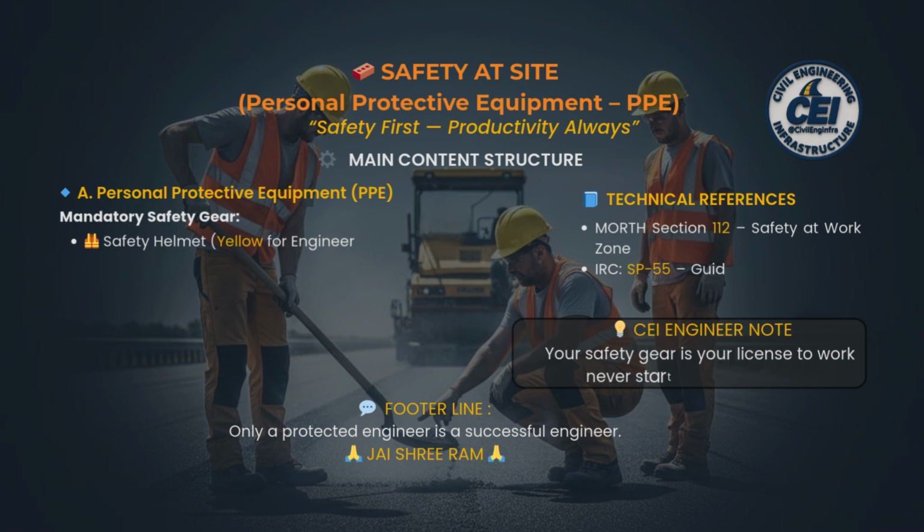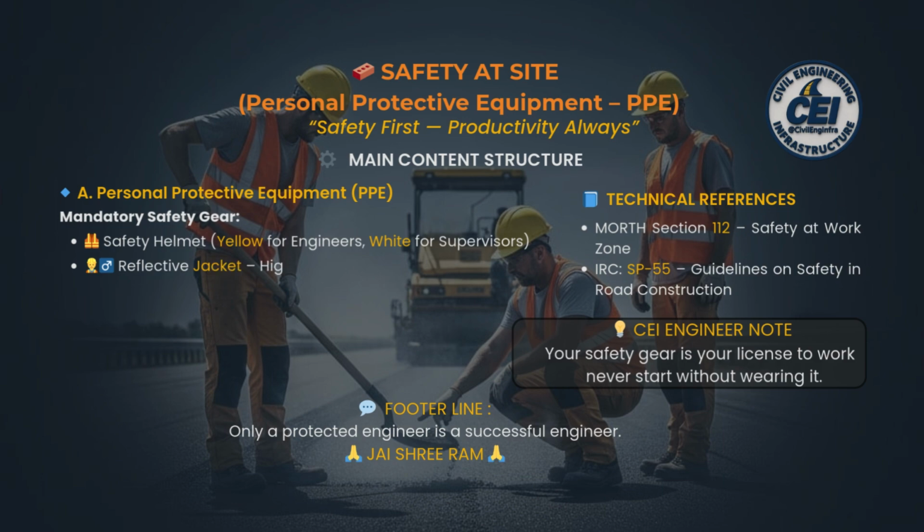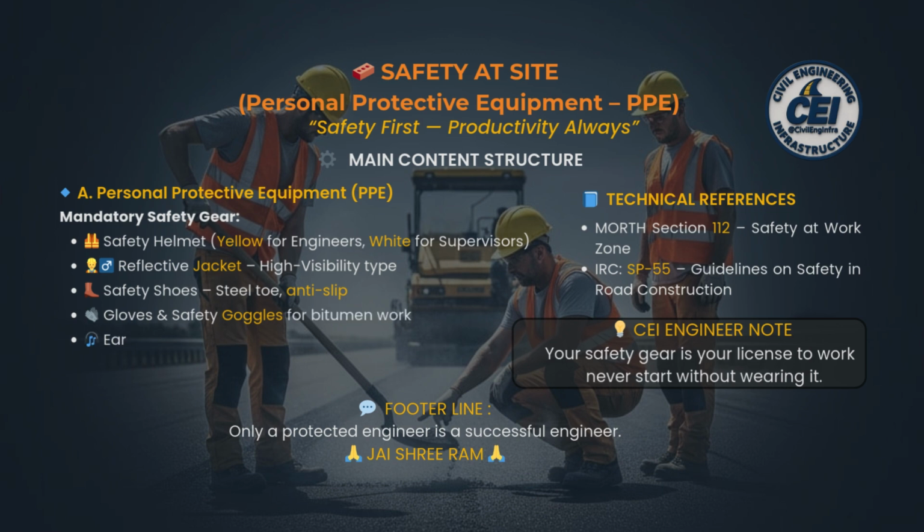Safety first, productivity always. Personal protective equipment, PPE. Helmet: yellow for engineers, white for supervisors. Reflective jacket, high visibility type. Safety shoes, steel toe, anti-slip. Gloves and goggles for bitumen work. Earplugs during roller or plant operation. Dust mask during hot mix spreading.